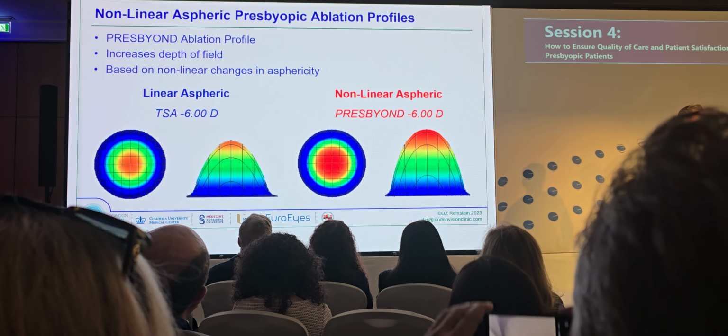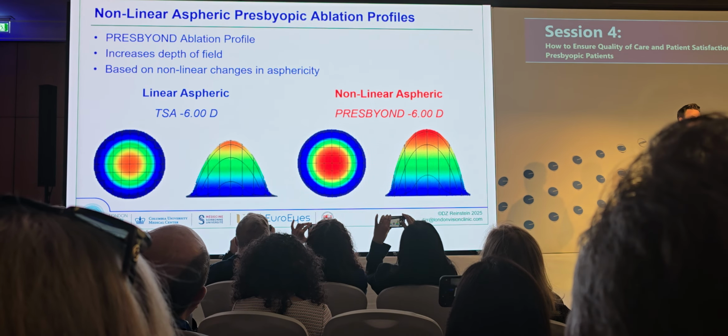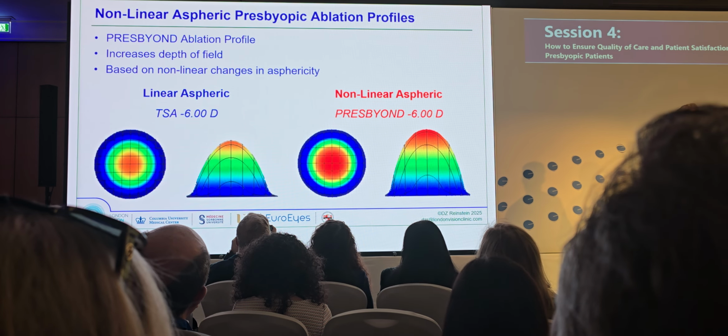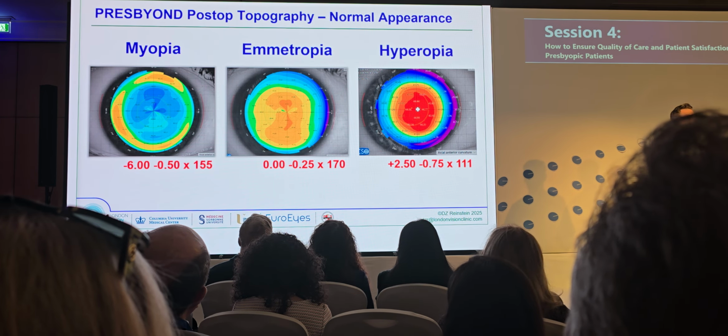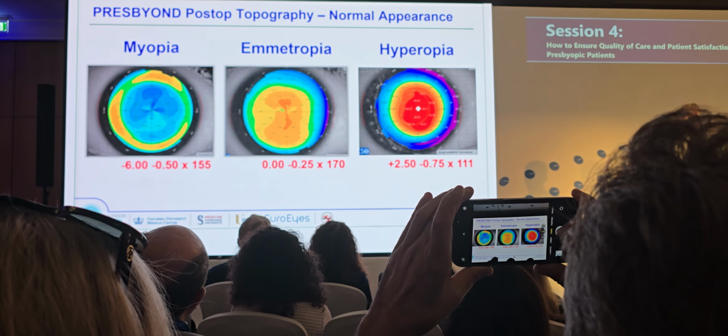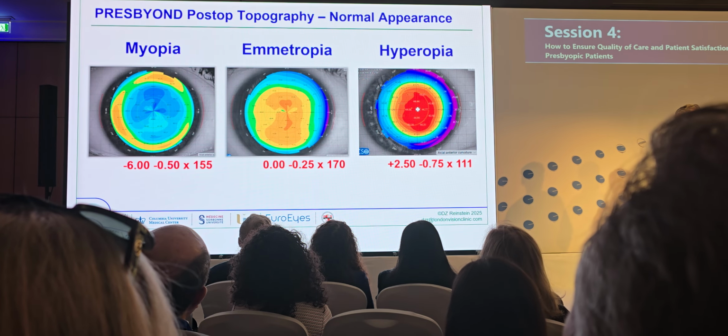And so the ablation profile, like I said, is only spherical aberration, so there's no multifocality involved, which means that the topographies all look normal. We're just controlling the amount of spherical aberration that's induced, rather than trying to induce multifocality.